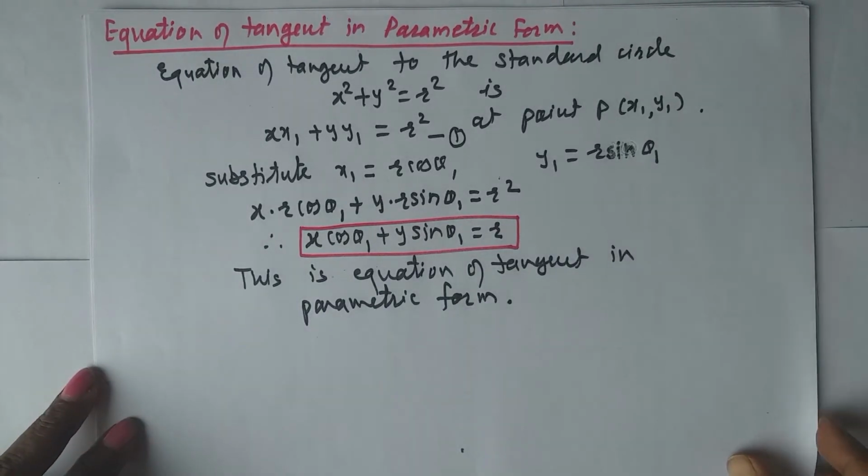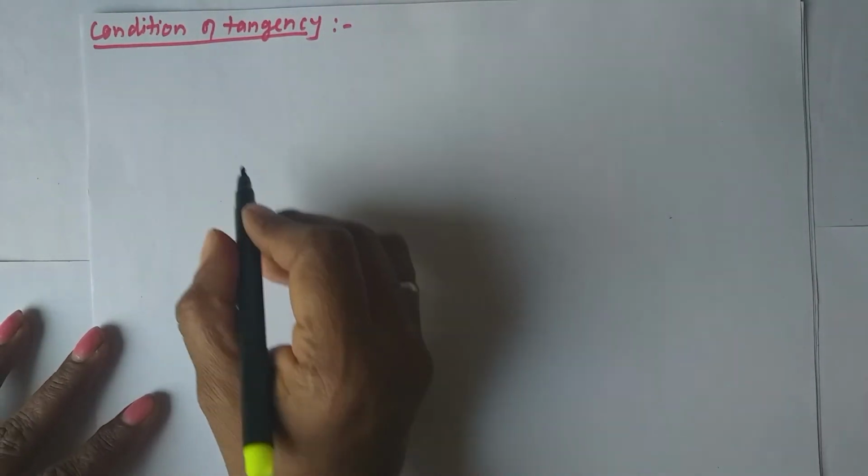Okay. Then we will see the condition of tangency. To find the condition of tangency to the standard circle, we will first write down the equation of the circle in standard form. Now see what is the equation of the circle in standard form.